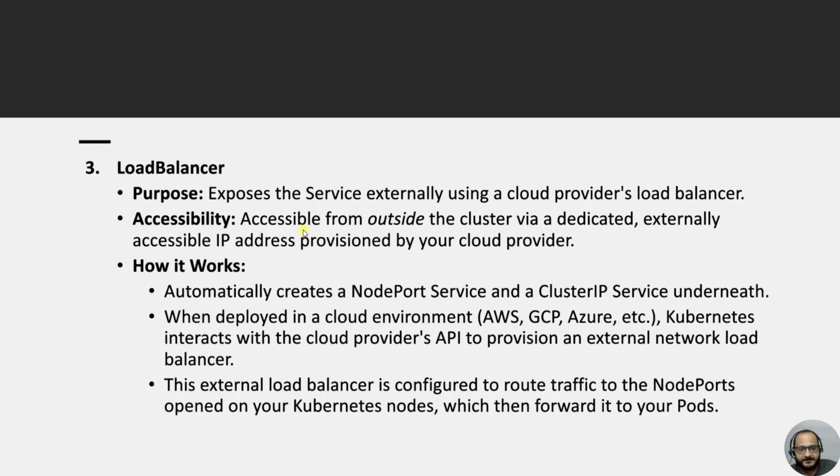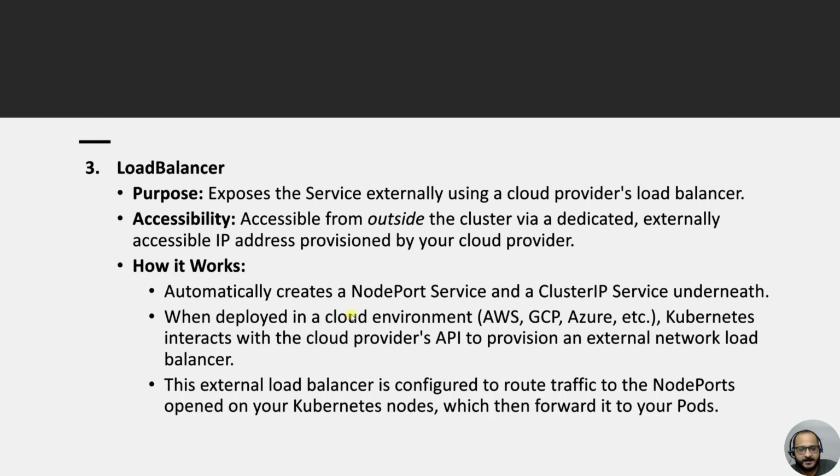The accessibility part: it is accessible from outside the cluster via a dedicated, externally accessible IP address provisioned by your cloud provider, like a public IP address. How does it work? It automatically creates a NodePort service and a ClusterIP service. So in the background, the load balancer service also uses NodePort and ClusterIP services. And in the NodePort service, when we discussed it, we were only using the ClusterIP service.